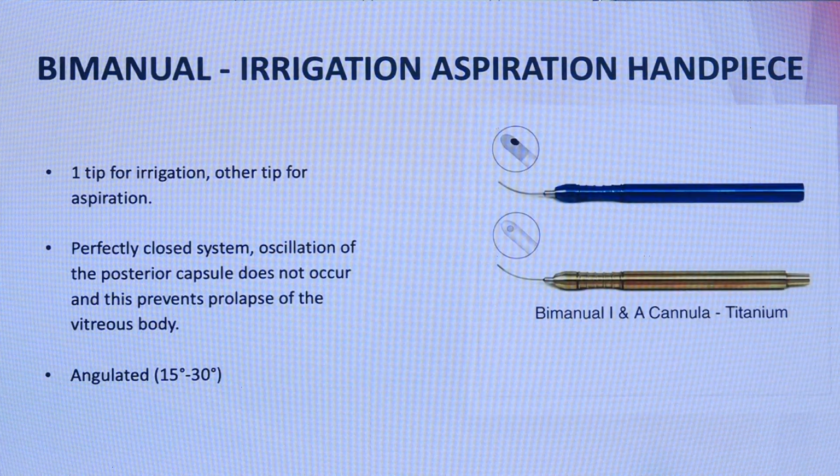Bimanual will have two different probes, one for irrigation, one for aspiration. It's a perfectly closed system, so better stability. It prevents the prolapse.